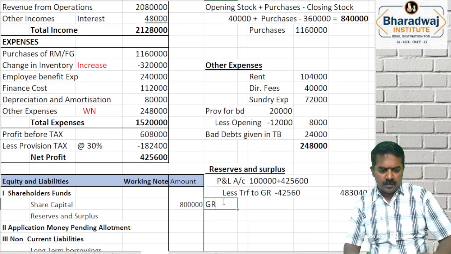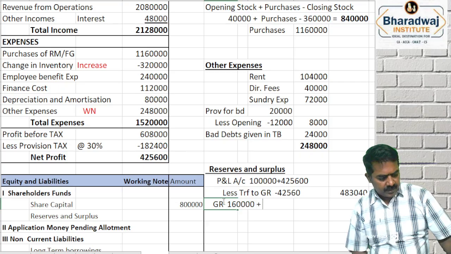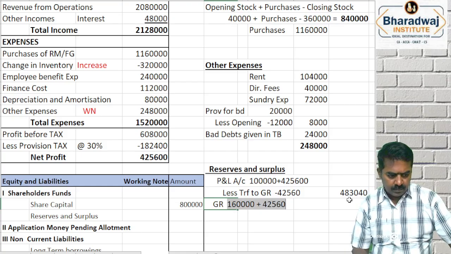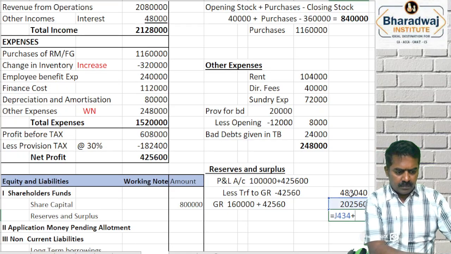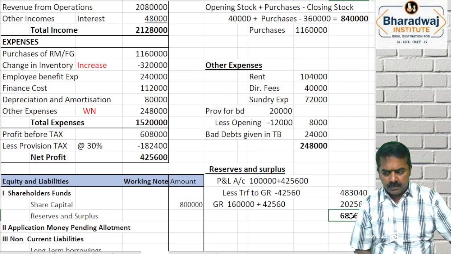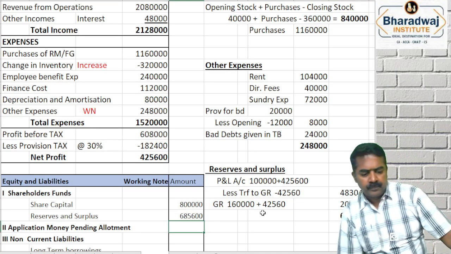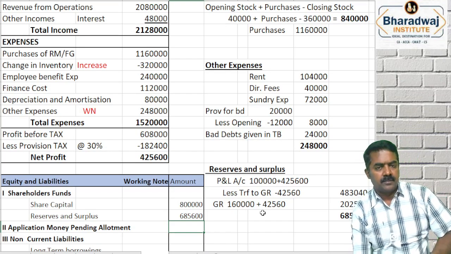General reserve, how much is given as opening balance? 1,60,000, sir. 1,60,000 plus 42,560. Any other reserve? Then try to do all the other things. Try it, everything else you can try.